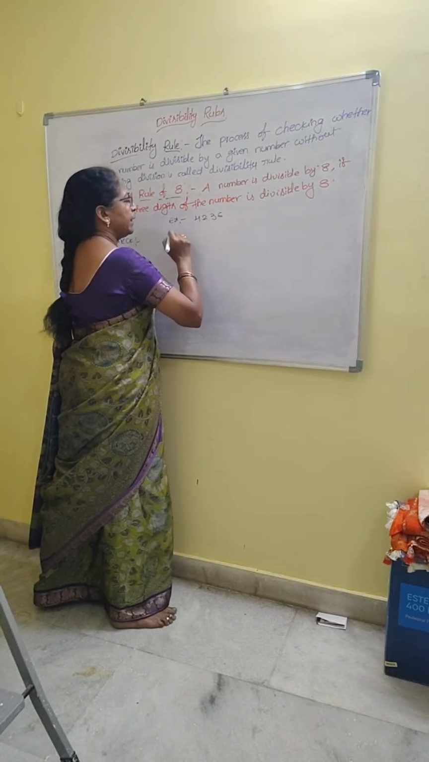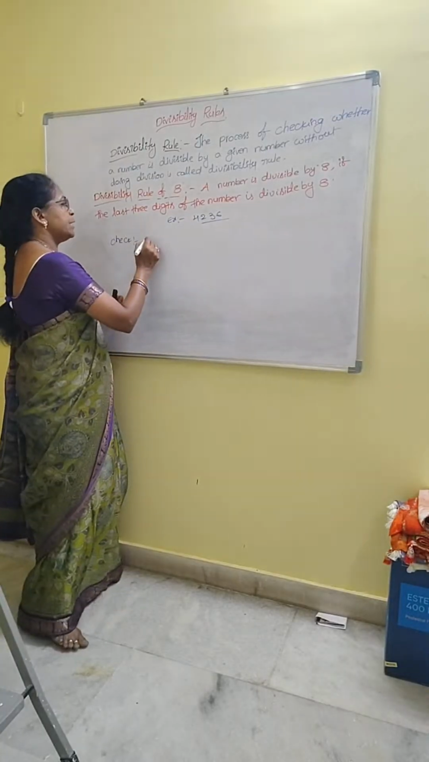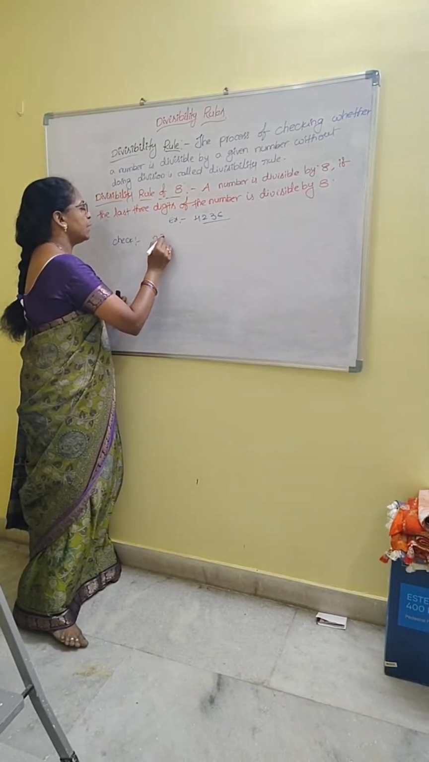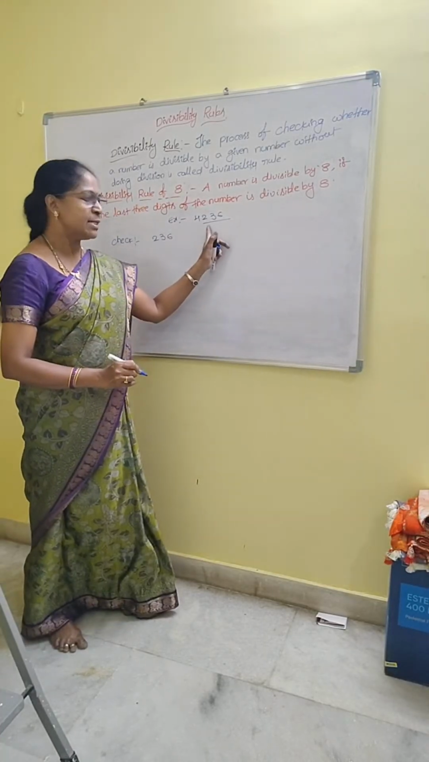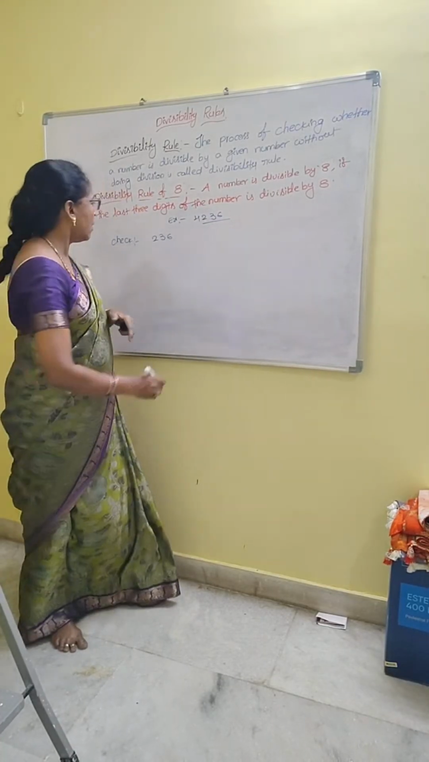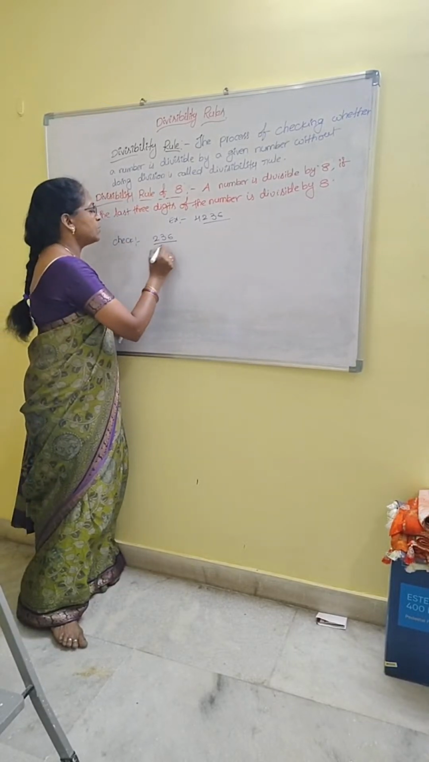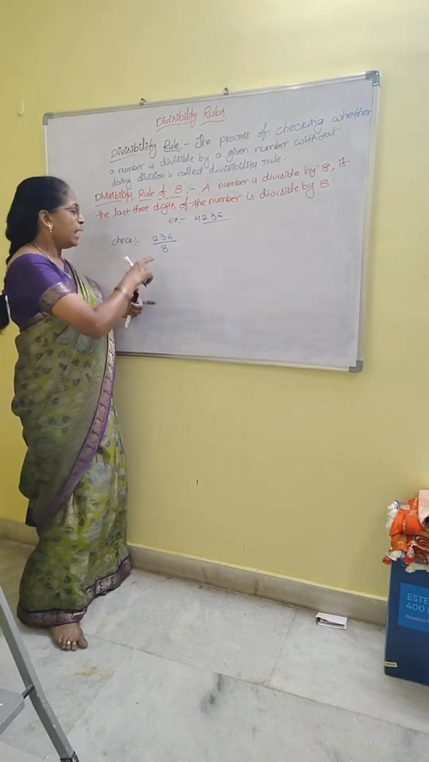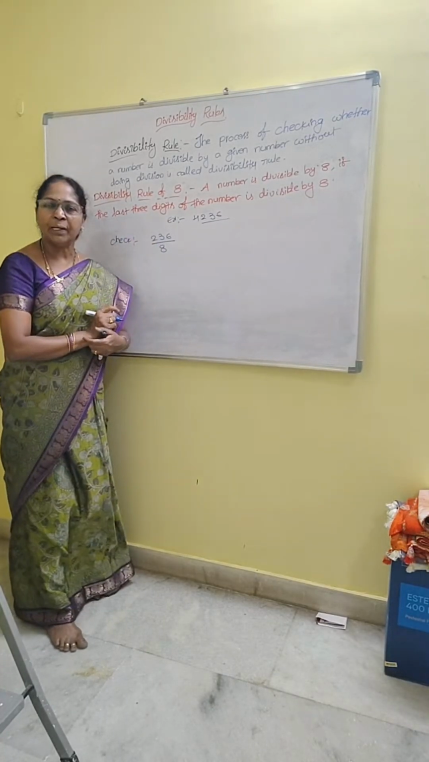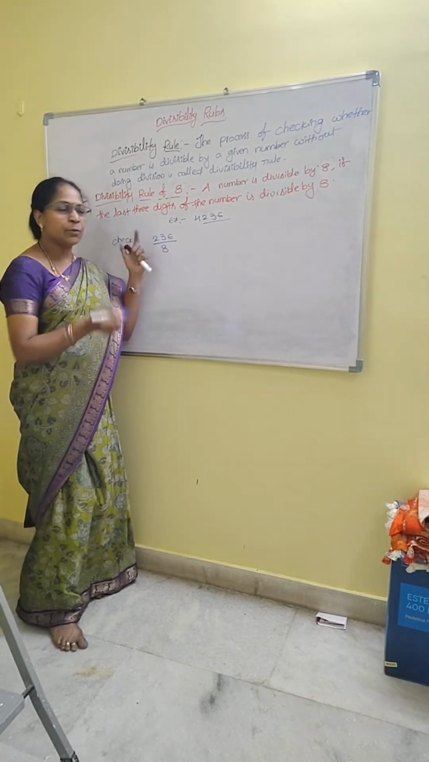I am taking 4236 here. Just consider the last three digits of the number. Checking here: 236. The last three digits of the number form 236. Is this number divisible by 8 or not? Just you have to check. Now you can check it directly. 8 goes in 23 how many times? 8 twos are 16, 8 threes are 24.